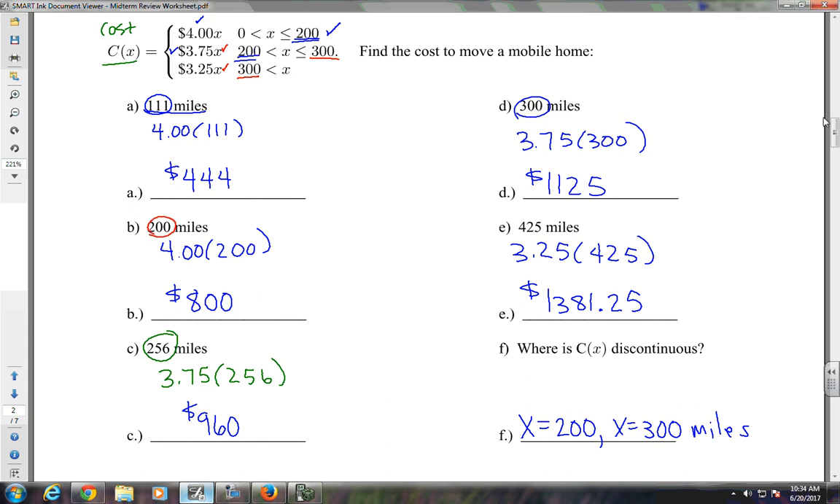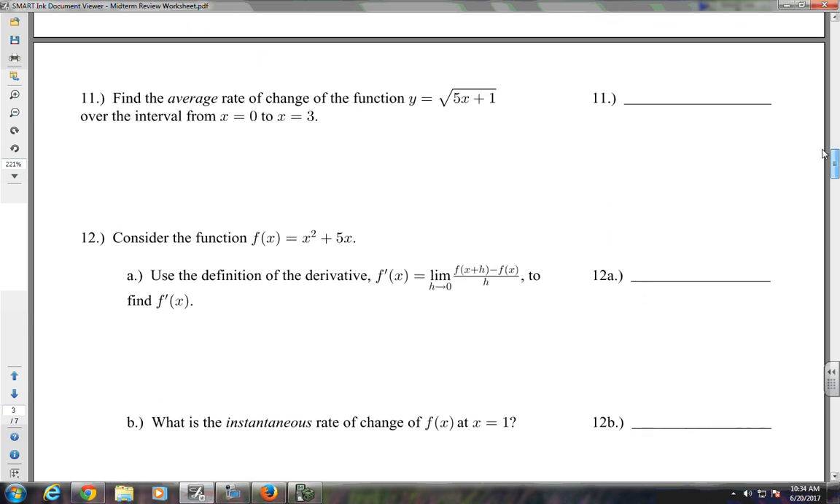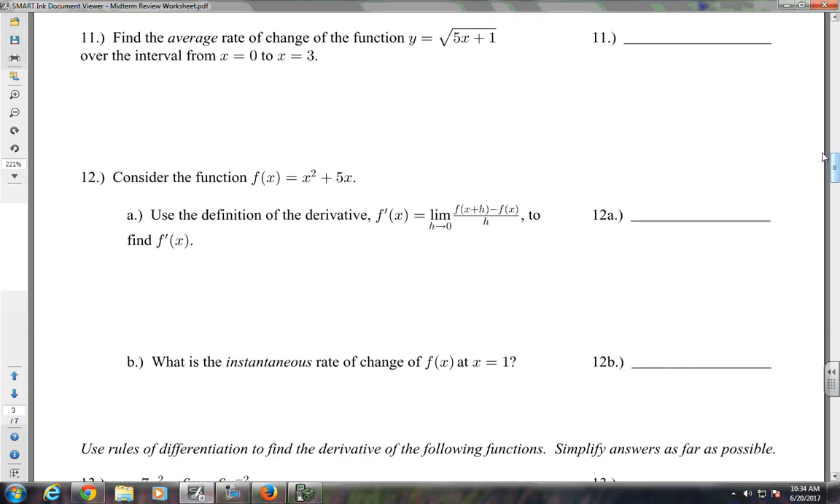All right, let's work a couple more problems, and then we'll take a break. Number 11 and 12, we're heading towards derivatives, which is why we spend so much time studying limits and continuity. It says find the average rate of change of the function y equals square root of 5x plus 1 over the interval from x equals 0 to x equals 3.